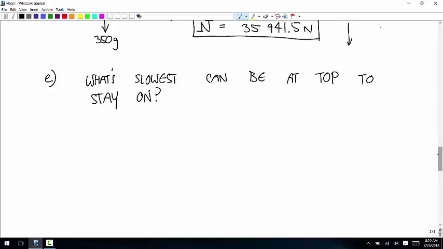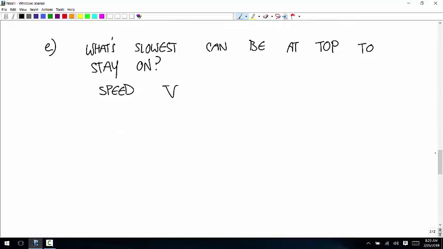and so the speed is v. What? Yeah. He gets paid well.